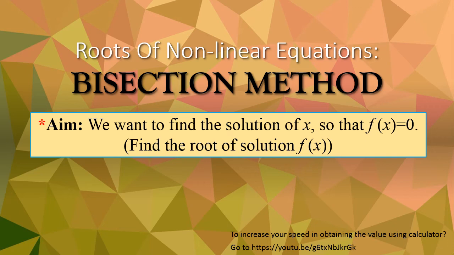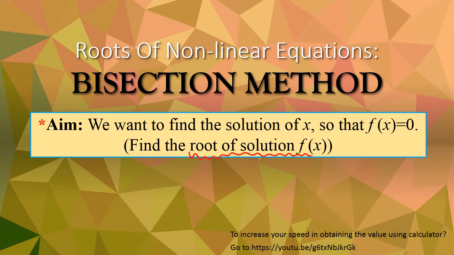Alright, so this is the first method under roots of nonlinear equation, which is the bisection method. You have to remember our aim, why we use this method, is because we want to find the solution of x so that when you substitute into the nonlinear equation of x, you will get equal to 0. In other words, the question also can say find the root of the solution f(x).